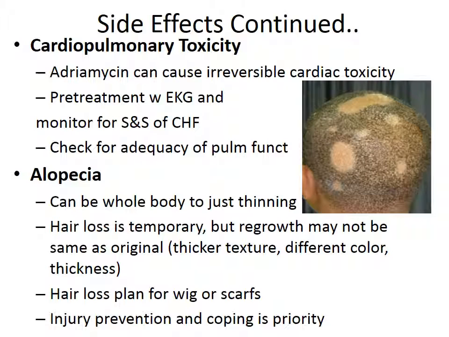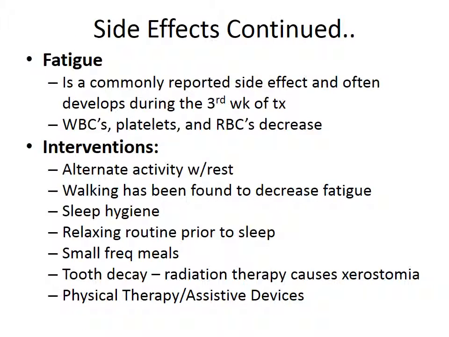Alopecia, or hair loss, can be whole body or just thinning of the hair. Hair loss is sometimes temporary, but often the regrowth may not be the same as the original hair, as it may be thicker in texture and a different color. If the patient knows they're going to be losing their hair, it's often good to plan ahead for a wig or scarves to enhance their self-worth. And injury protection and prevention and coping is priority in these patients.